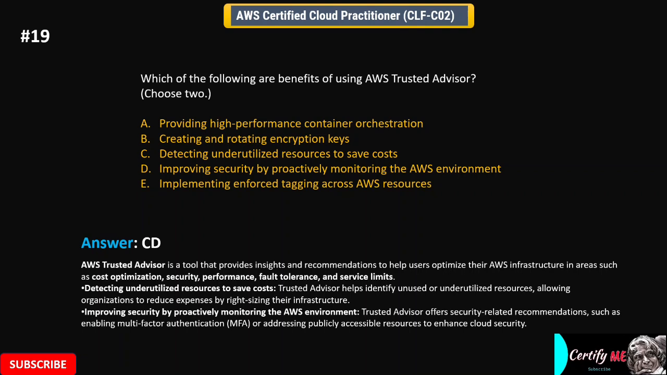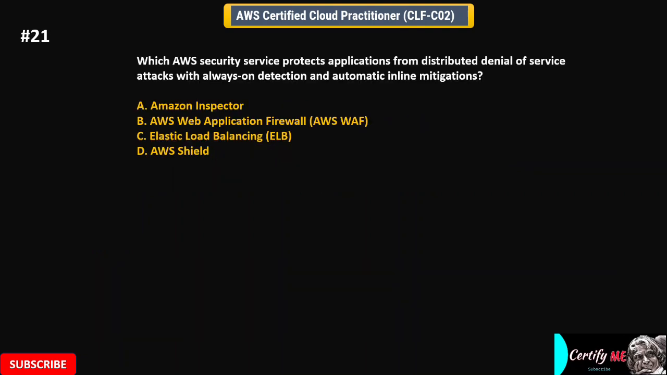Next question: which AWS security service protects applications from distributed denial of service attacks with always on detection and automatic inline mitigations? The options are: option A, Amazon Inspector; option B, AWS Web Application Firewall; option C, Elastic Load Balancing; option D, AWS Shield. The correct answer is option D, AWS Shield.